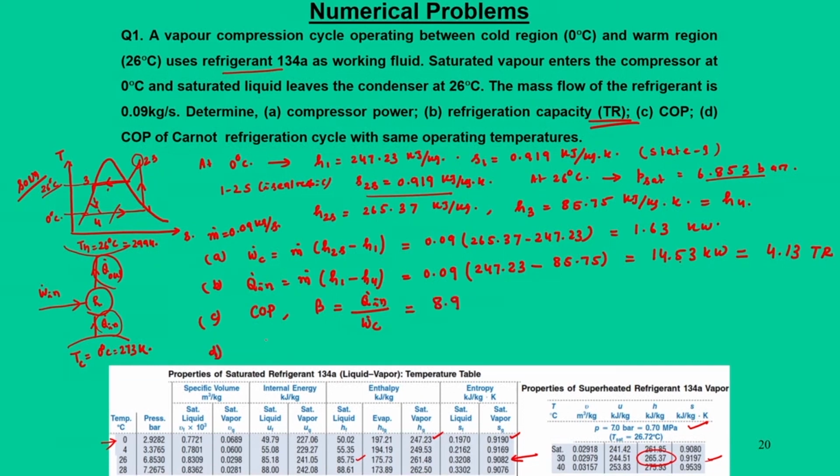Last is Carnot COP. So, beta max is nothing but Tc divided by (Th minus Tc). So, that is 273 divided by (299 minus 273). So, this number is 10.5. So, your maximum COP is 10.5, but the actual compression system has COP of 8.9. So, this is how it is solved.